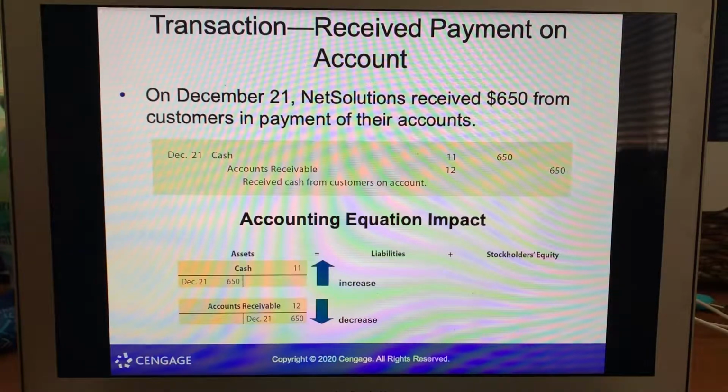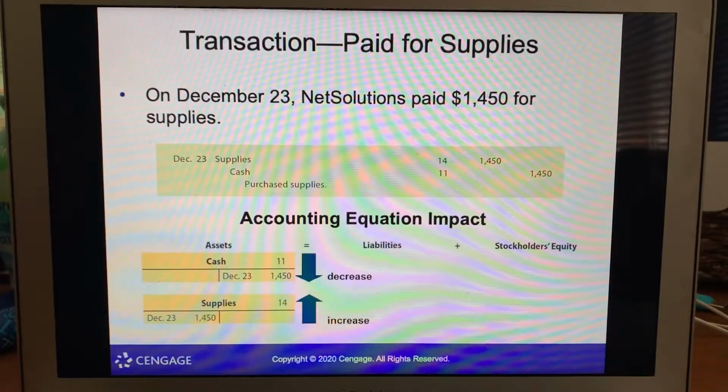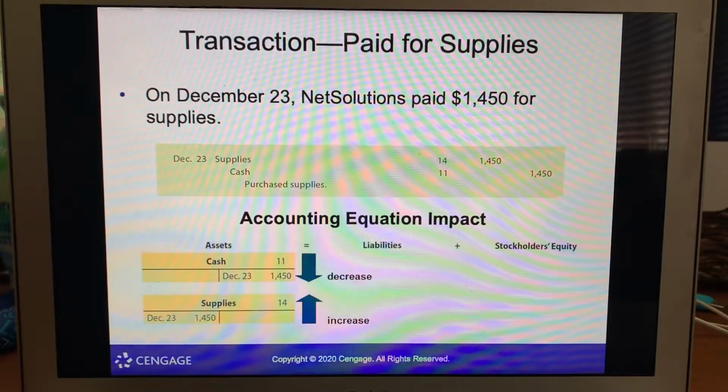It's basically a swap. So when we take a look at supplies, our supplies is going to increase on December 23rd, account 14, and our cash is going to decrease for $14.50. So purchase supplies, again, that's an example of double entry accounting, and the impact is right there on the bottom for each T account.